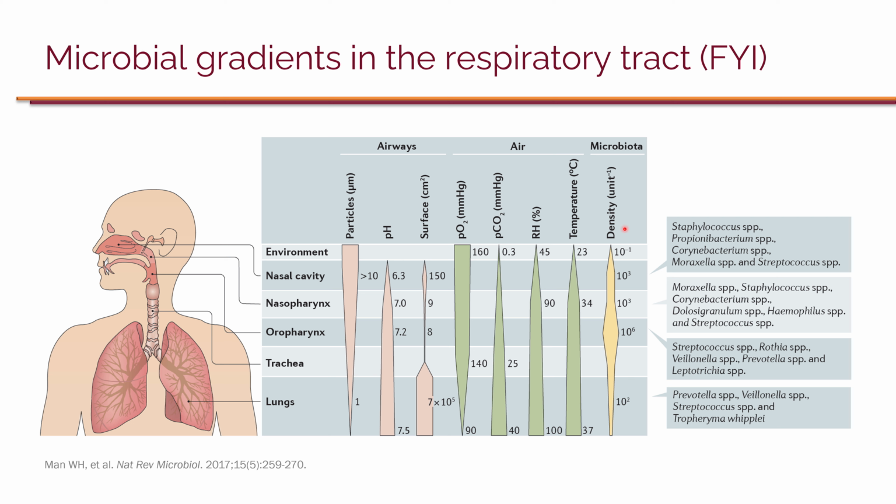So you can see that when you look at the density of microbiota, essentially, the numbers increase somewhat as the pH increases. So meaning it becomes a more basic environment as opposed to an acidic environment, but then the numbers drop just because there are mechanisms to prevent bacteria from flowing deep into the lungs.